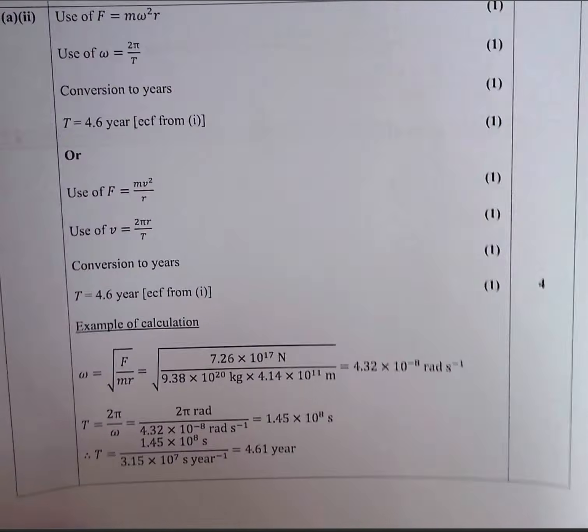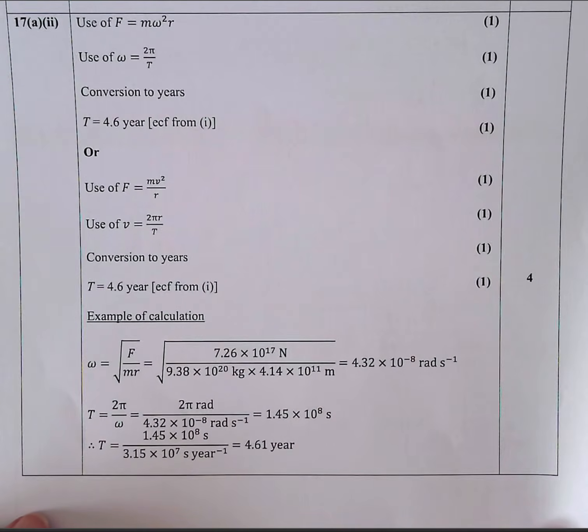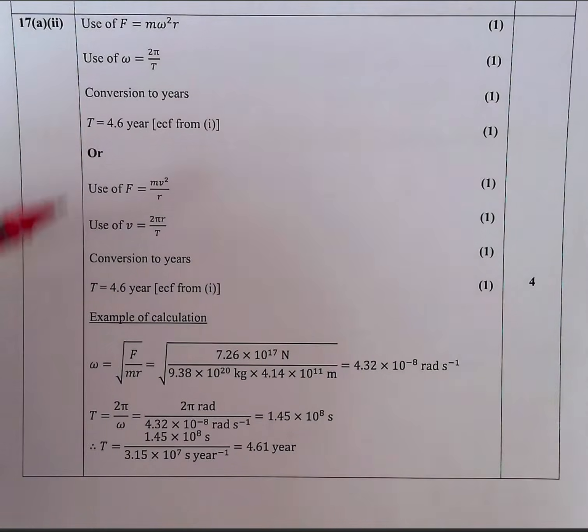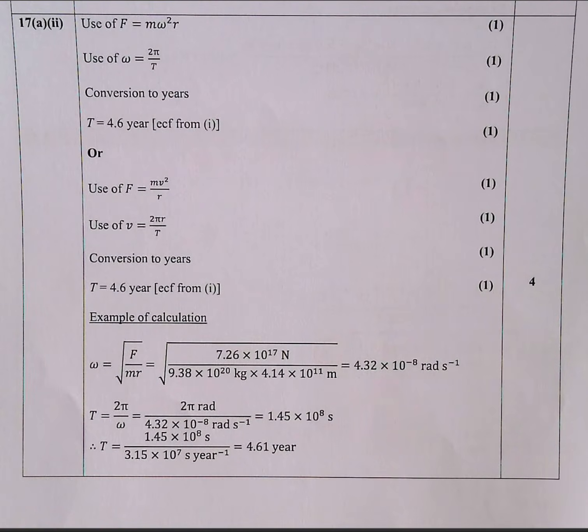So they did, I think theirs is quicker. That's how they did it. So you can stop and do it their way, or there's another method as well: you could work out the velocity and do mv squared over r. So there are different ways of doing it.